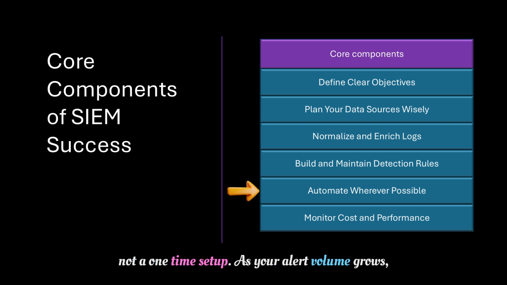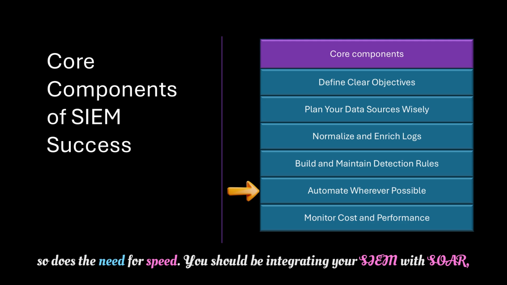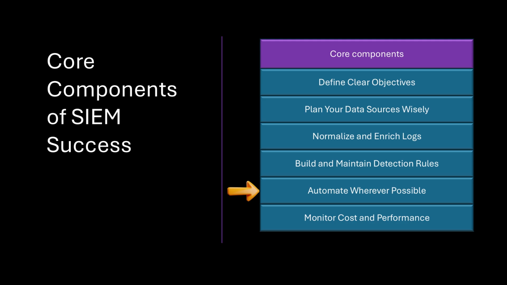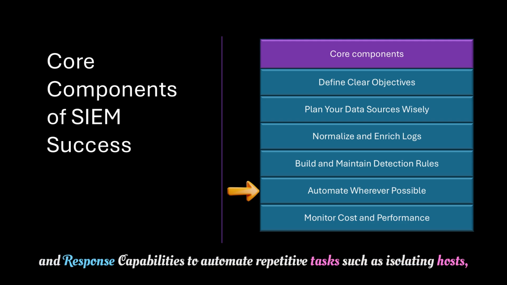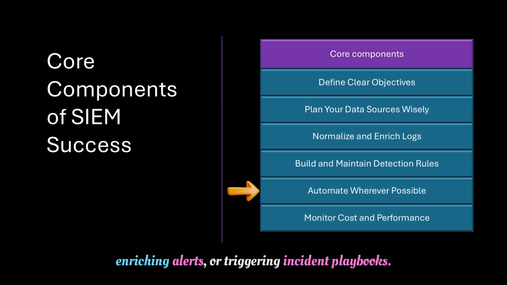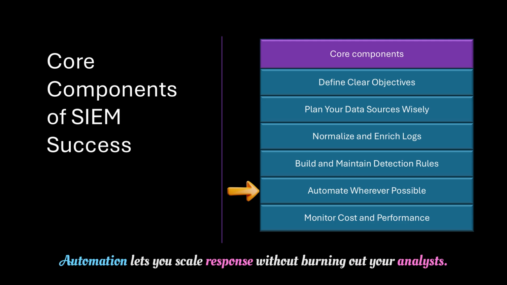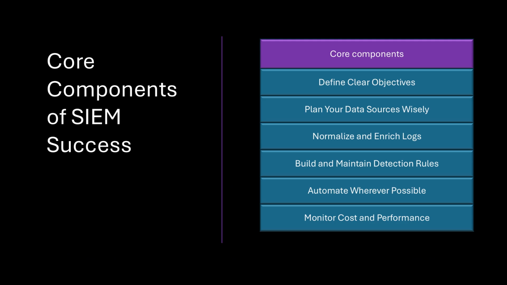As your alert volume grows, so does the need for speed. You should be integrating your SIEM with SOAR, which stands for Security Orchestration, Automation, and Response, capabilities to automate repetitive tasks, such as isolating hosts, enriching alerts, or triggering incident playbooks. Automation lets you scale response without burning out your analysts.